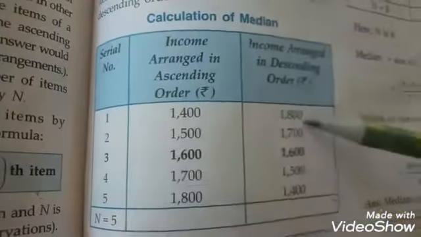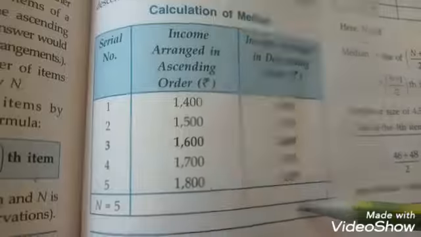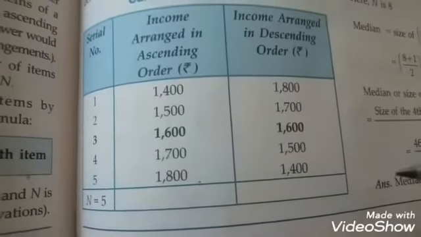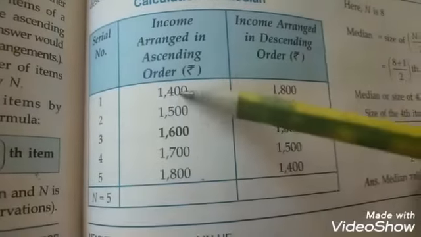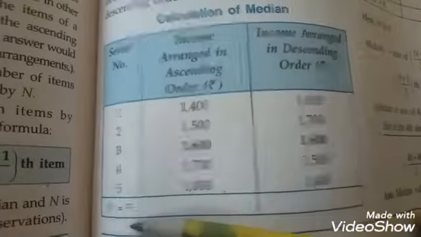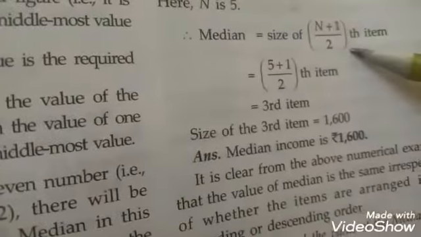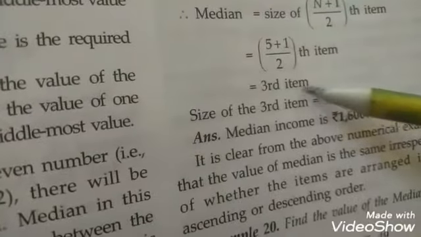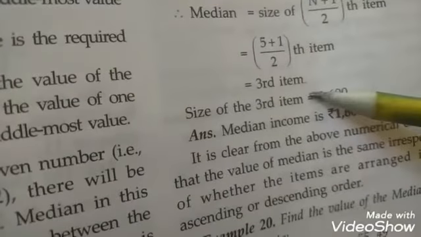Or we can even arrange it in a descending order. Now we are going to use the formula n plus 1 by 2. So what is the value of n? 1, 2, 3, 4, 5. 5 is our n. So n plus 1 means 5 plus 1 by 2. That gives us the third item. That is 6 upon 2 is equal to 3.